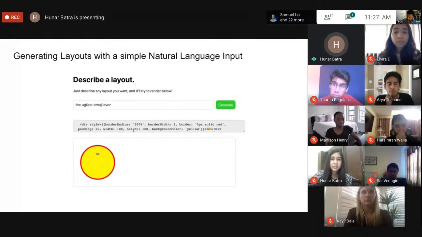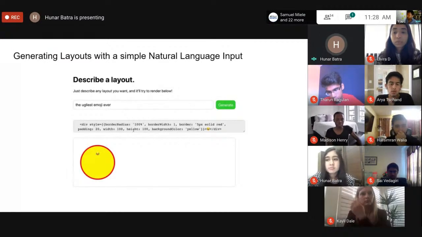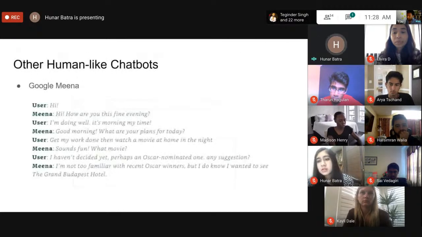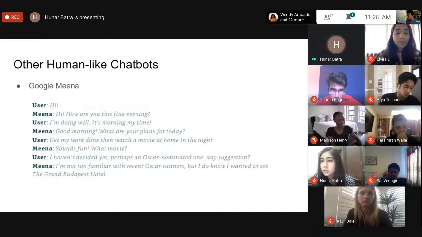Then on GPT, you can even generate layouts with simple natural language input. You can just describe how you want the layout to look, and it will create it for you along with the code. So that's how GPT-3 has been working. It's not out yet for the public, but you can request its API on OpenAI's website. Some other human-like chatbots that have been created by Google and Facebook are, first, Google's Meena.